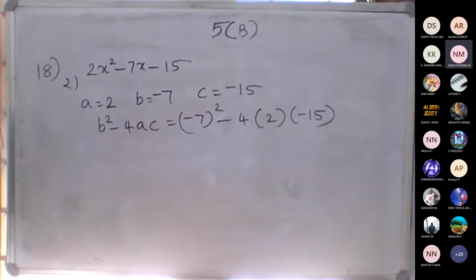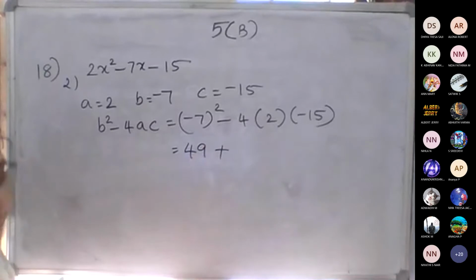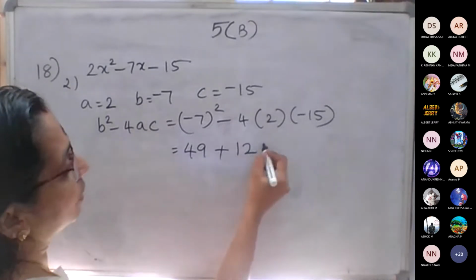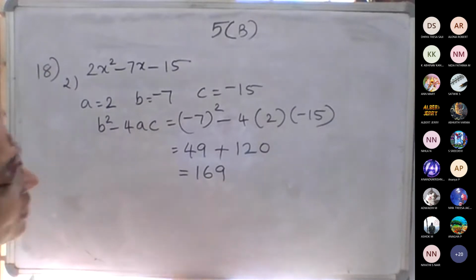49 plus 130. Is it correct, 130? No, 120. So it will be 169.